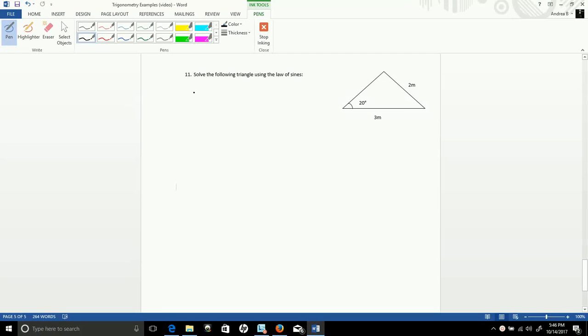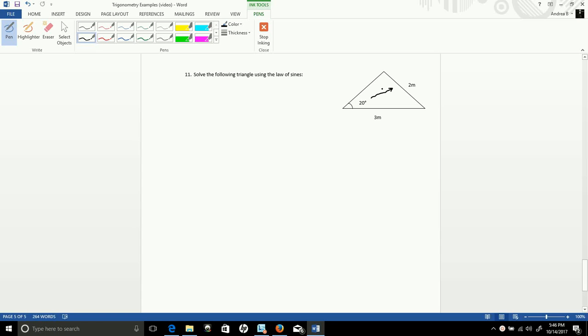Number 11 here is the last one that I'm doing for examples for the trig section. This one only uses the law of sines. The reason we know that we're just using law of sines is because we have an angle and a side opposite of that angle this time. But once again, we can't just use our SOHCAHTOA, the sine, cosine, and tangent, because it is not a right angle.